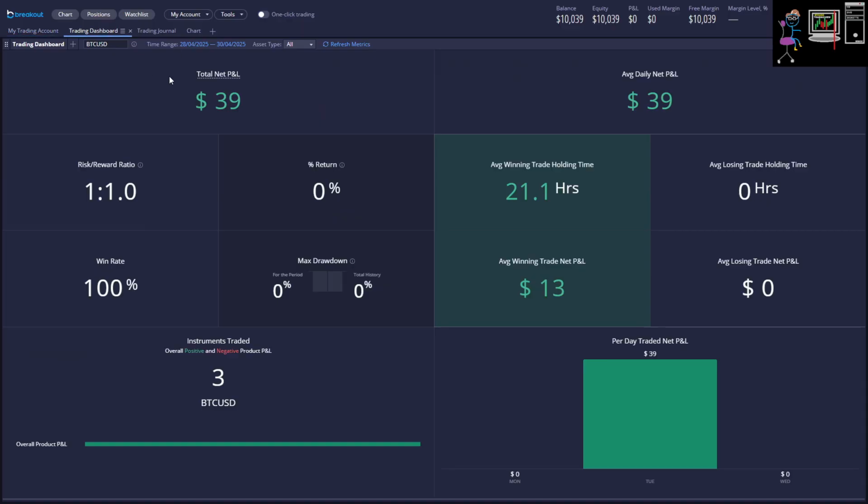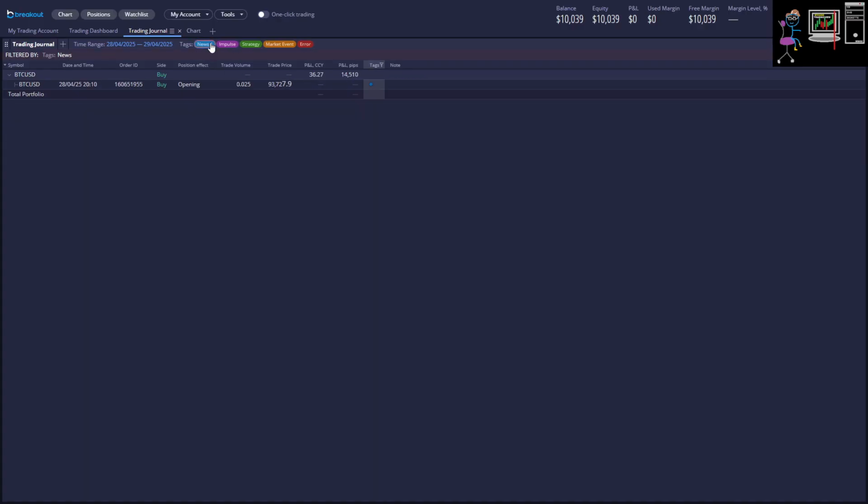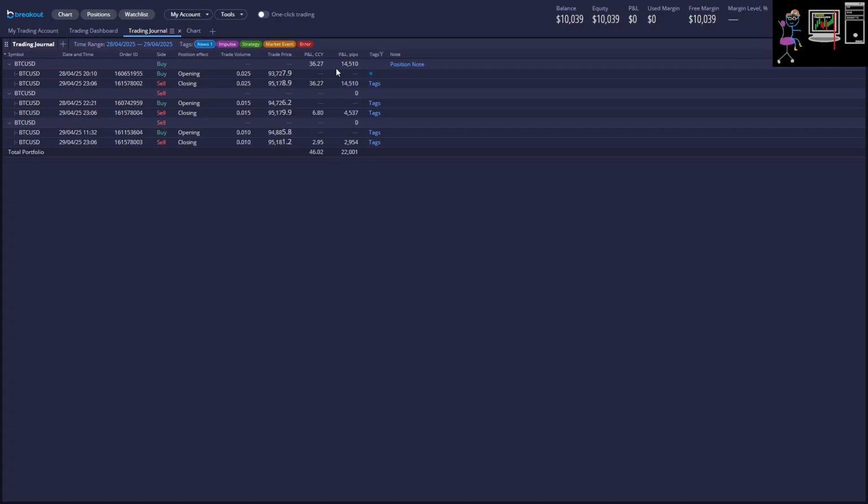And then you have some cute stuff here, like a trading dashboard. You can make some trading journal here. I'm not really sure how this works, to be honest. I do it like this. Oh, okay. It's looking pretty good, to be honest.